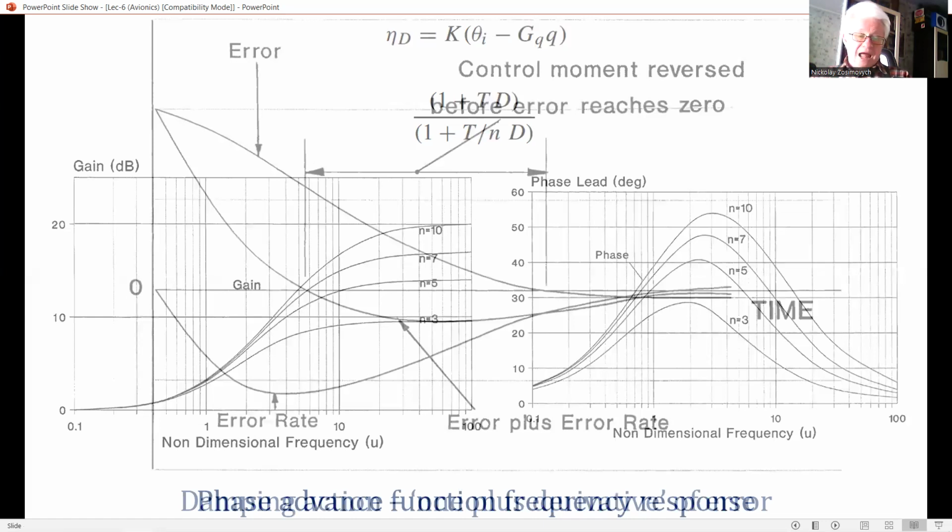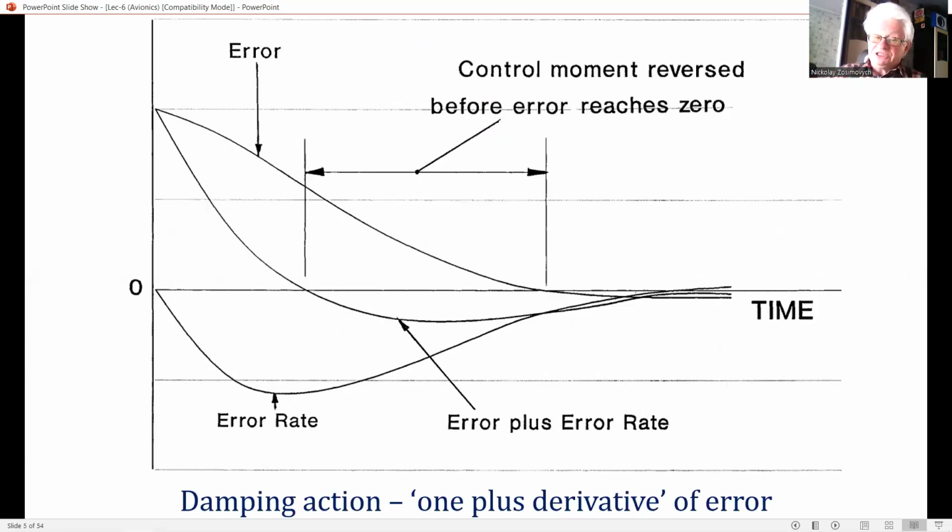A more physical explanation of the damping action of a phase advance element is shown in this diagram. This shows how a control moment, which is proportional to the error plus rate of change of error, suitably smoothed, changes sign before the error reaches zero, and hence applies a retarding moment to decelerate and progressively reduce the velocity before the error reaches zero, and hence minimizes the overshoot.